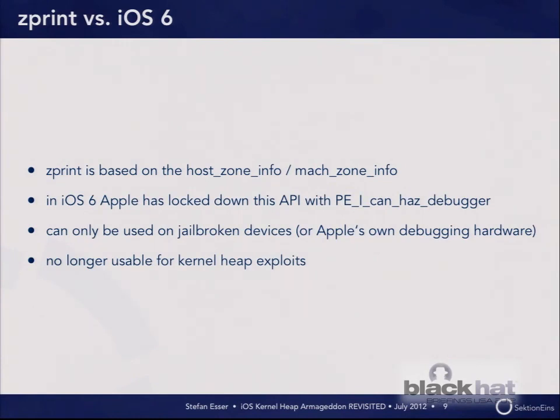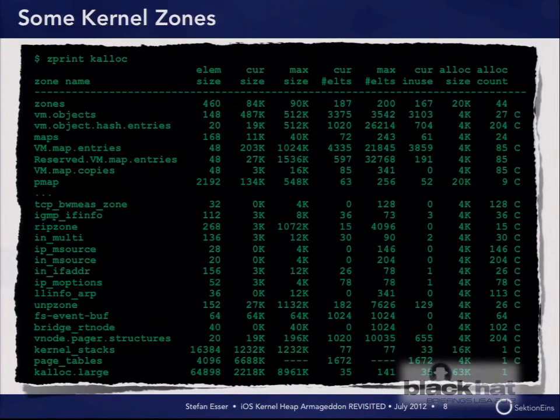In the past this was used because it gives you all this information, like the current number of elements, and so on. It's very nice to know this information if you want to do heap massaging. But Apple has closed that road.